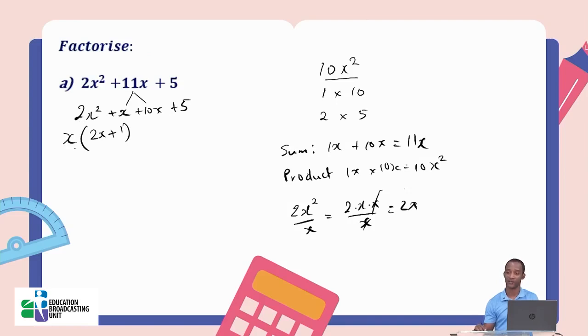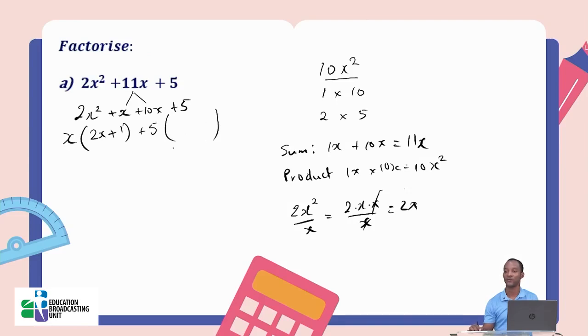We can always check our answer by multiplying using the distributive property. x times 2x gives us 2x squared, and x times 1 gives us back x. Next, we're going to factorize the last two terms as well. The highest common factor of 10x and 5 is 5. 5 can enter 10 as well as 5. So let's put 5 here.